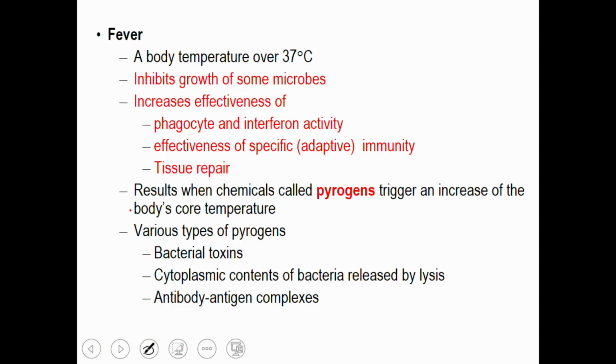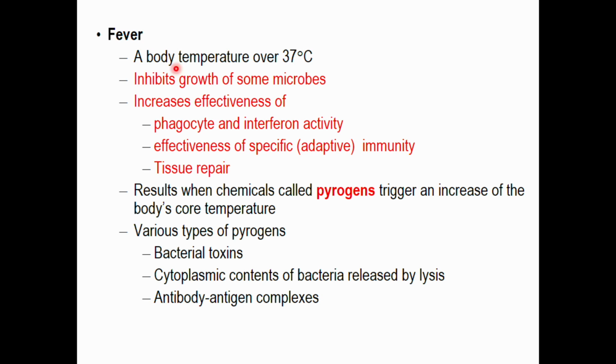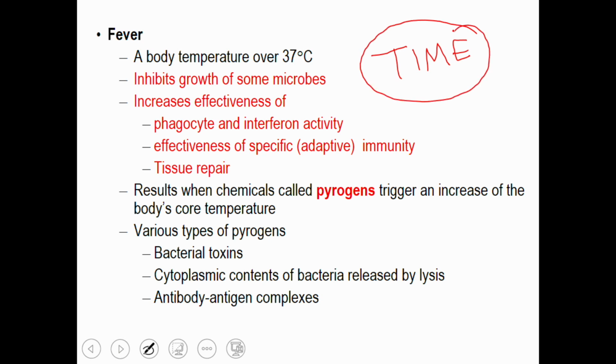So if we compare that to fever, we can talk about why it's important to have a body temperature over 37 degrees Celsius, whether it's localized at a cut or because you're running a fever because you have some type of infection. First of all, some bacteria cannot grow very well at higher temperatures. So if their optimal temperature is 37 degrees Celsius and you're running a temperature of 39, then these bacteria will grow much more slowly, giving your body time to respond and clear out the infection.